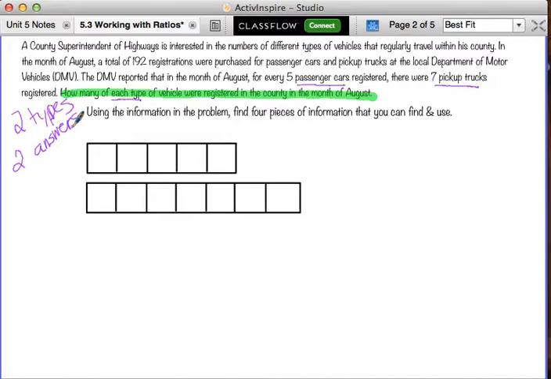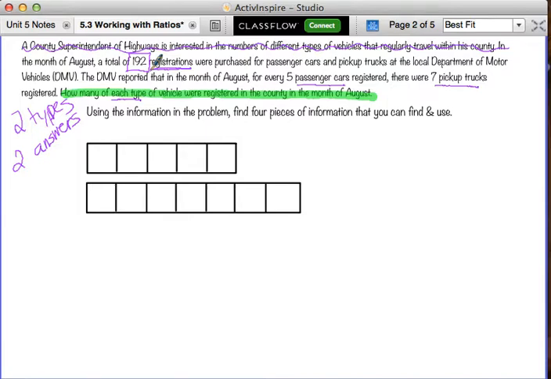All right, so now I also need to go through and I'm going to box important numbers. So this beginning part, it's really all just kind of fluff. It's really not that important. But I do want to note that there were 192 registrations, and that just says registrations. It doesn't say car, it doesn't say truck, it just says registrations. So that tells me that it's all registrations.